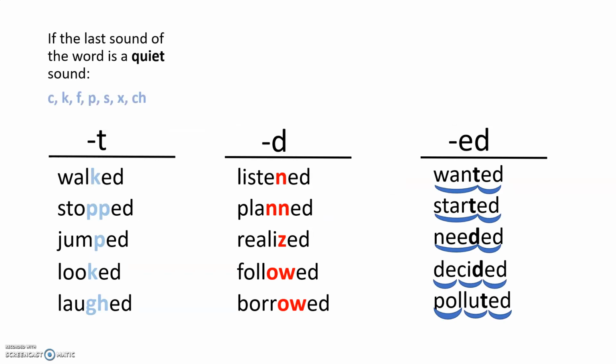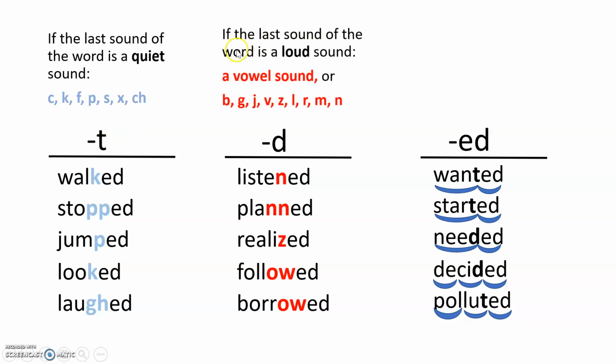Just as a review, if the last sound of the word is a quiet sound, right here in this position, if we have C, K, F, P, S, X, or CH, that's the situation when we get this T sound. And if the last sound of the word is a loud sound, like a vowel sound or B, G, J, V, Z, L, R, M, and N, those are the sounds that make vibrations, then that's when we get this D sound at the end of the verb.